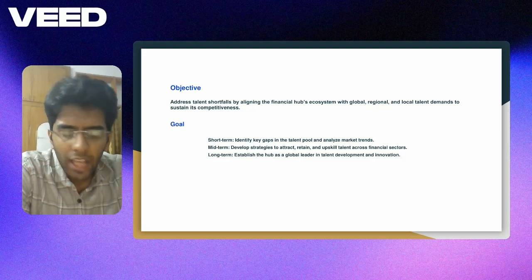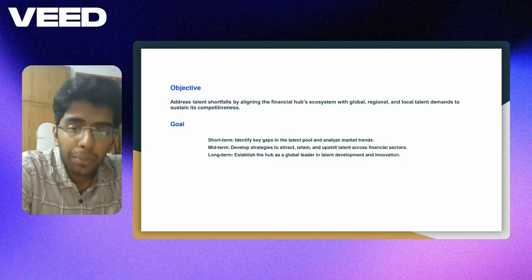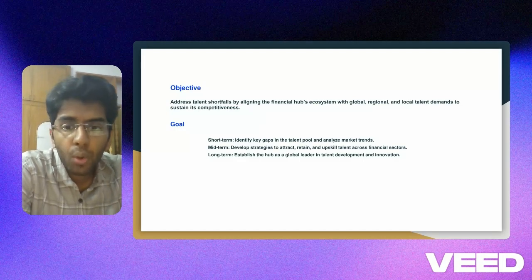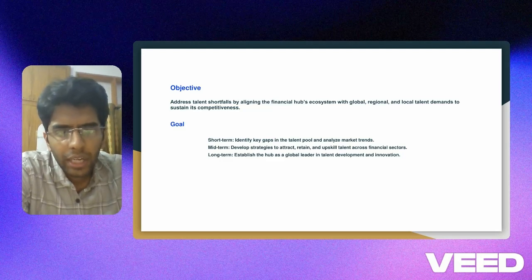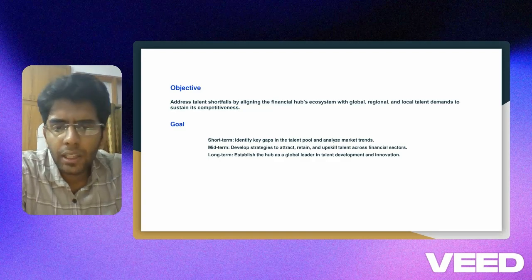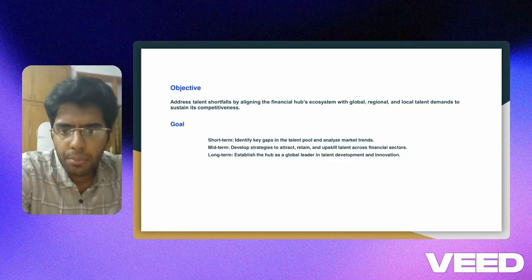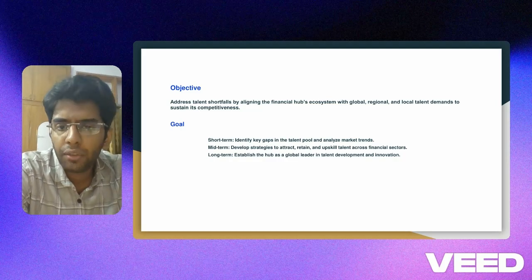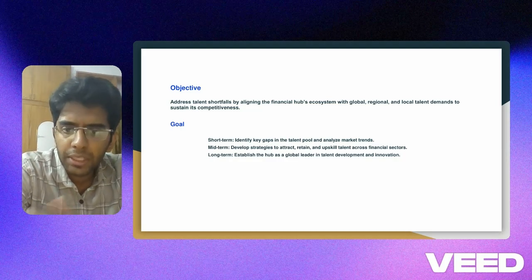We need to make sure we improve this talent gap through immediate efforts, in immediate time, by giving appropriate incentives, giving more salary than the market standards. That will be the short term way to address it. And definitely the long term goal should be how we can improve the educational facilities and build skill building programs so that the youth is employable, skillful enough, and can meet the requirements and be employed in the financial hubs.